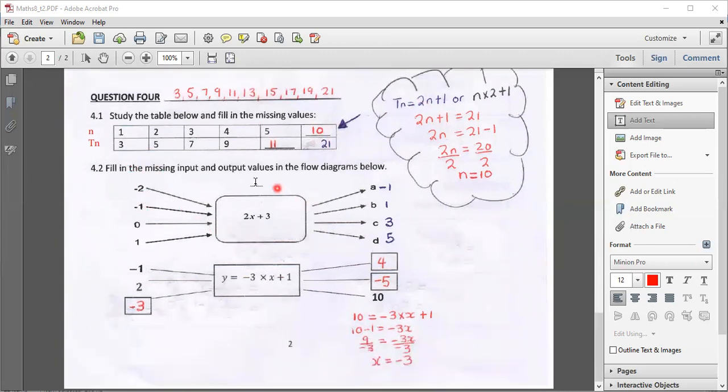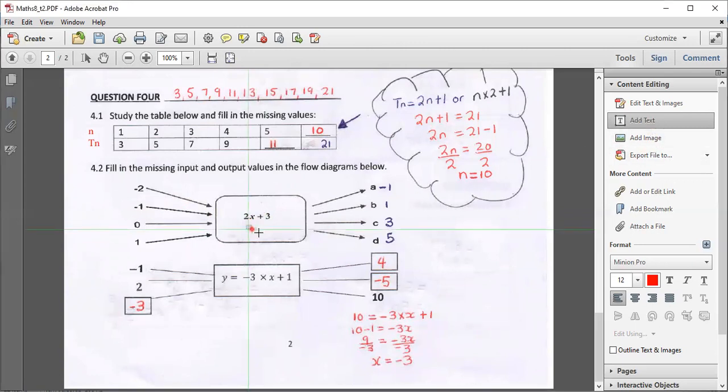4.2 is about completing the flow diagram by substituting in here. If your input value, your x value, is -2, what will your output value be? So it'll be 2 times -2 plus 3. And 2 times -2 is -4. -4 plus 3 is -1. The next one is -1. You substitute -1 in here.